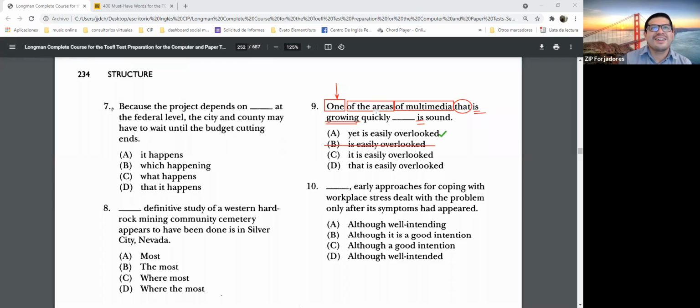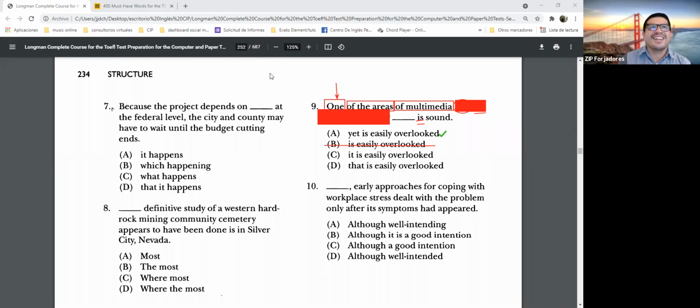One of the areas of multimedia is sound. So imagine that this clause, that is growing quickly, doesn't exist. One of the areas of multimedia is sound. This is the subject, this is the verb. So we don't need anything, it's complete. That's why letter B cannot be, because we have a verb and we don't need a verb.